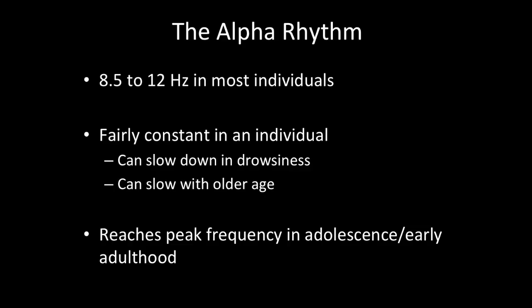Here are a few other characteristics of the alpha rhythm. It is, as we said, between 8.5 and 12 Hz in most individuals, and an alpha frequency less than 8 Hz throughout an entire recording would be considered abnormal. The alpha rhythm is generally constant within an individual. There can be some variability. It can slow down by as much as 1 Hz during drowsiness, and it can slow down with older age. The alpha frequency generally increases in frequency through childhood and reaches peak frequency in adolescence or early adulthood.